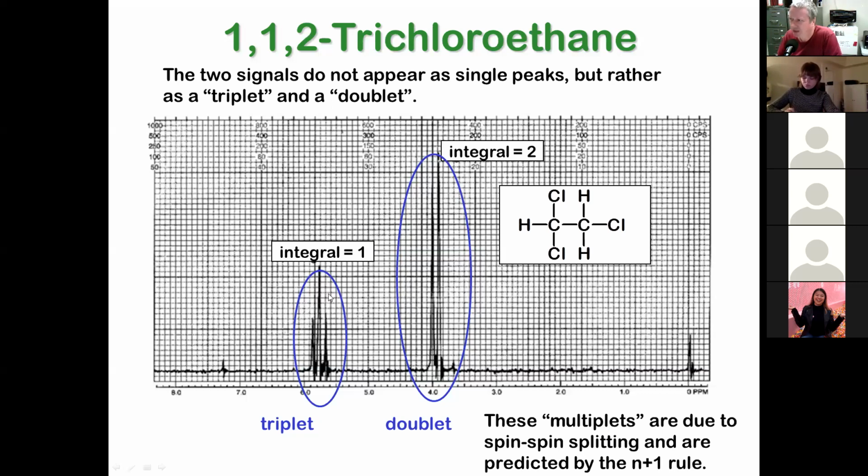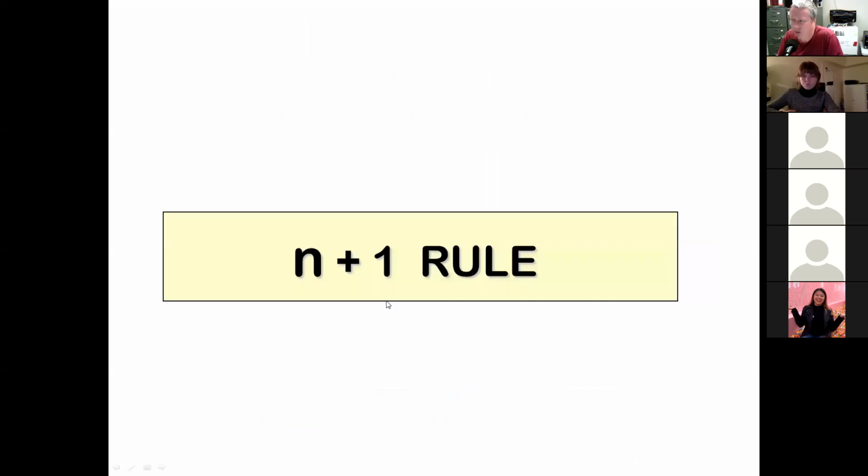All right, so the CH is a triplet because there's 2 neighbors. 2 plus 1 is 3. And the CH2 is a doublet because it has 1 neighbor. 1 plus 1 is 2, doublet, okay? All right, let's keep going. I'll explain why that is. There's a really cool theoretical reason for why we actually see the n+1 rule, okay?